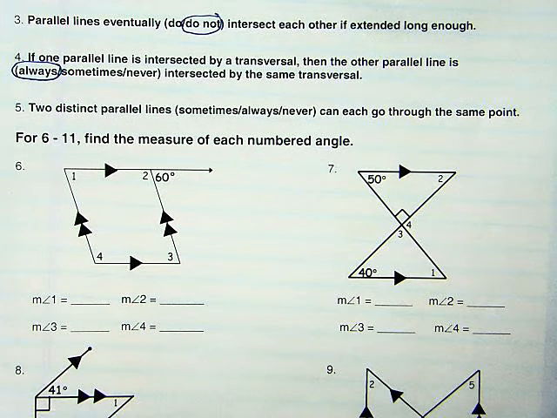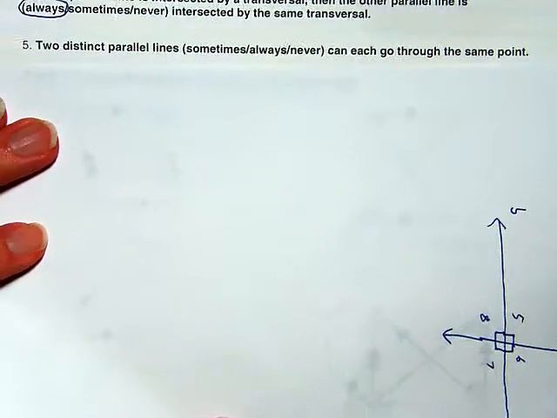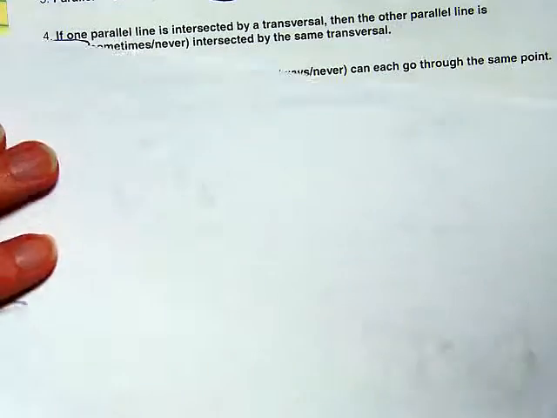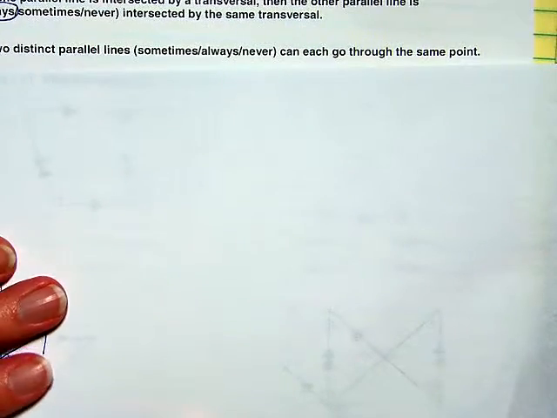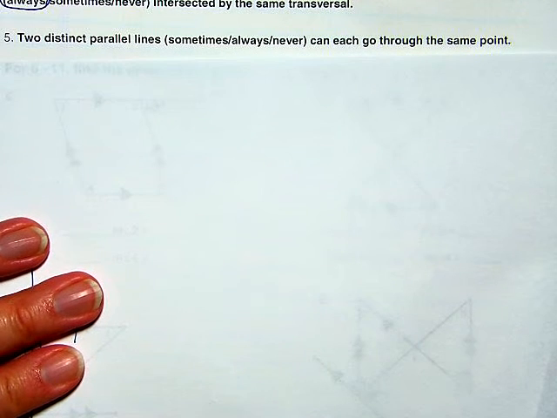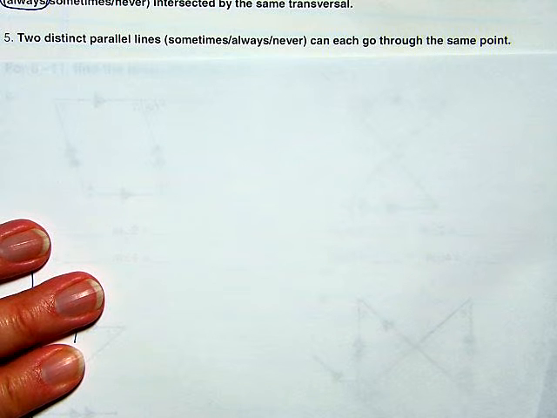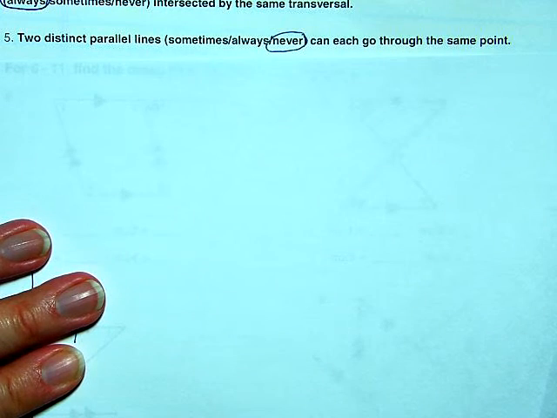Let's look at number 5. The question is, two distinct parallel lines can sometimes, always, or never each go through the same point. Well, can they ever go through the same point? If two parallel lines went through the same point, that would mean they intersect at that point, right? How else could they go through the same point? Do two parallel lines ever intersect? They never intersect. So the answer here is never. Two distinct parallel lines, distinct meaning they're separate lines, can never each go through the same point because they never intersect.